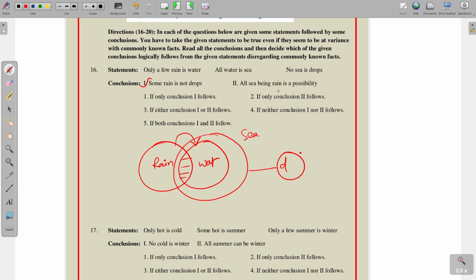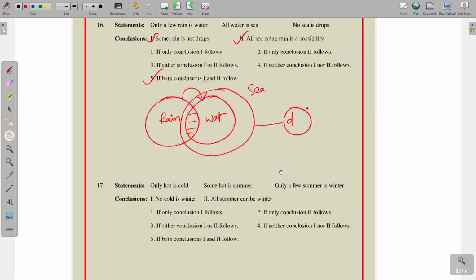Next, all sea being rain is a possibility. So see here, as per the statement only a few rain is water, in the sense not all rain goes into water, but total water is coming to the rain, there is a chance. So all sea being rain is also a possibility. If water is coming into the rain and sea is coming into the rain, so it definitely follows. So both conclusion 1 and 2 follow.